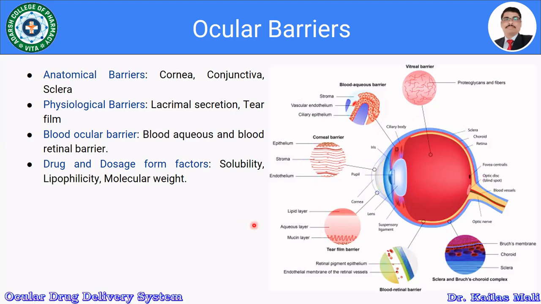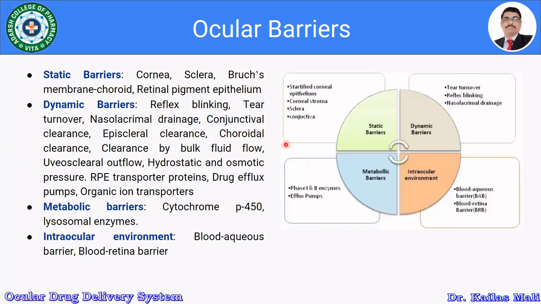So the barriers are divided into anatomical barriers like the cornea, conjunctiva, and sclera; physiological barriers like lacrimal secretion and tear film; blood ocular barrier like blood-aqueous and blood-retinal barrier; and drug and dosage form related factors like solubility, lipophilicity, and molecular weight. Furthermore, these ocular barriers are classified as static barriers, dynamic barriers, metabolic barriers, and the intraocular environment.